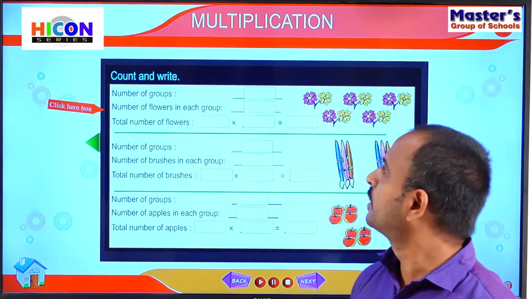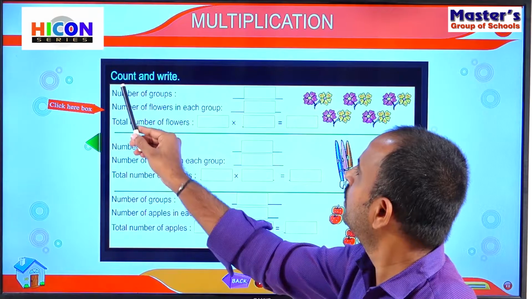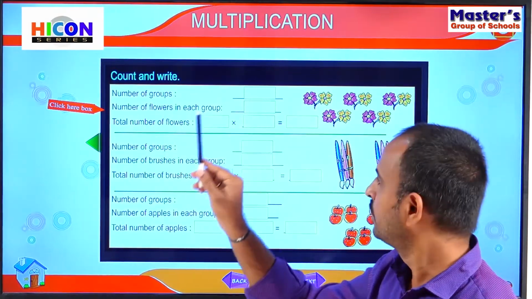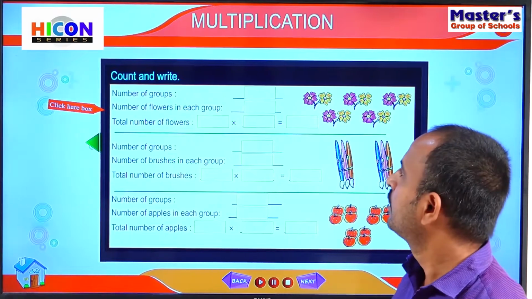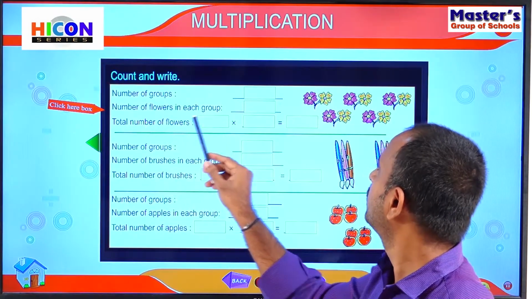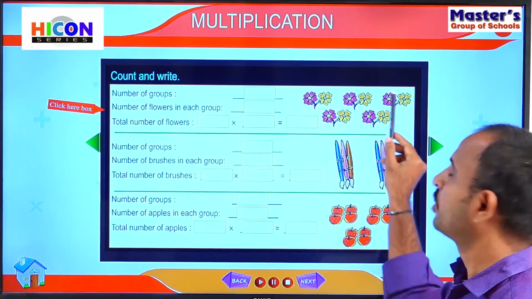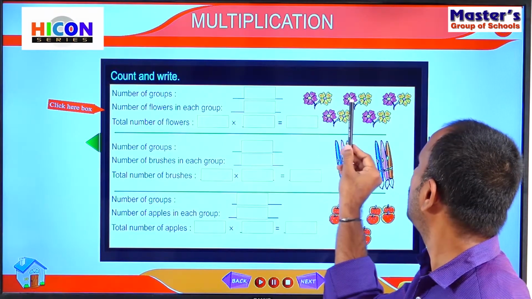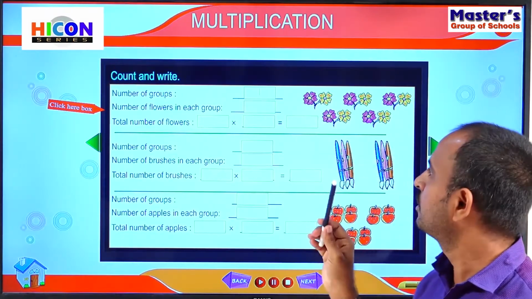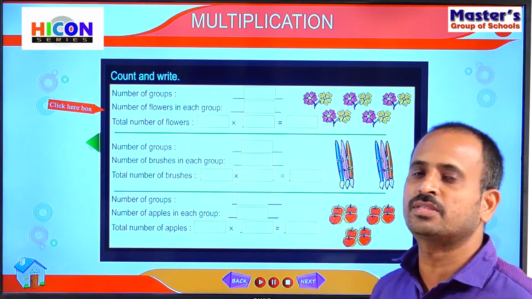So children, look at the screen, count and write. Here three problems are given. See the first problem here. In the first problem, you are observing flowers. There are some groups of flowers. So children, how many groups of flowers are there?